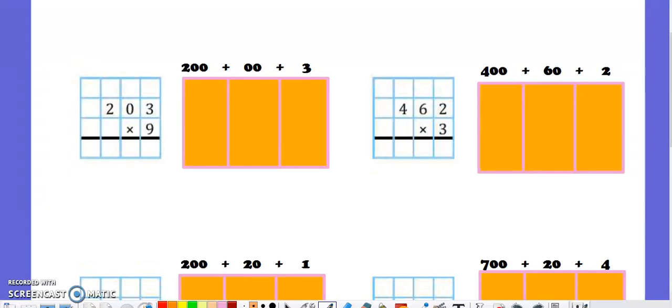In a previous video, when we were exploring multi-digit multiplication times a one-digit multiplier, we related it to place value and how you could take a multi-digit number, place it in expanded form, and then multiply it by the multiplier. Such is the case with all multi-digit multiplication problems.